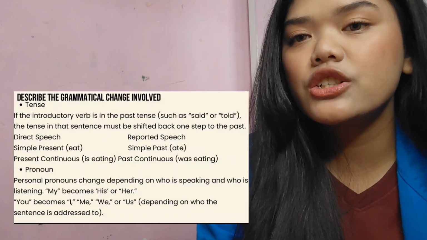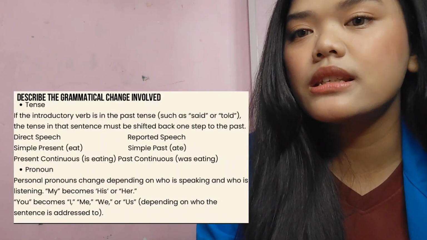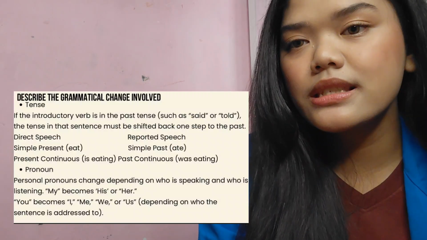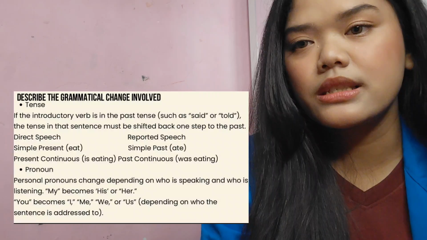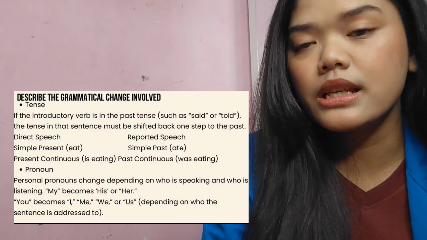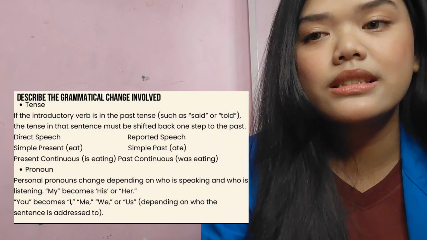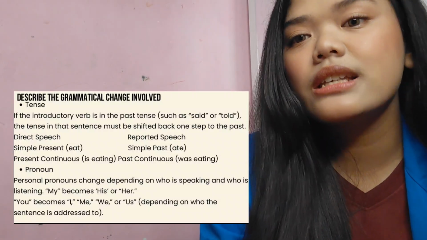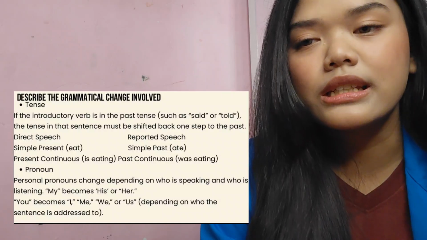Describe the grammatical changes involved. If the introductory verb is in the past tense, the tense in that sentence must be shifted back one step to the past. Direct speech, simple present, eat, and reported speech, simple past, is ate. Present continuous is eating, and past continuous is was eating.